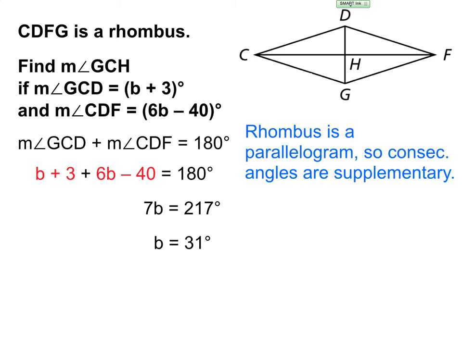the consecutive angles are supplementary. So angle GCD, excuse me, GCD. I had to read that again. GCD and then CDF. Ignore the diagonals for a little bit. Notice those are consecutive angles, so those had to add up to 180 degrees. That helped me find B.